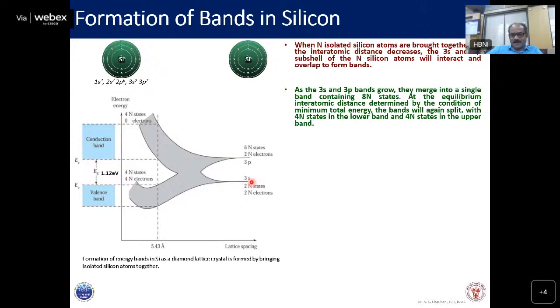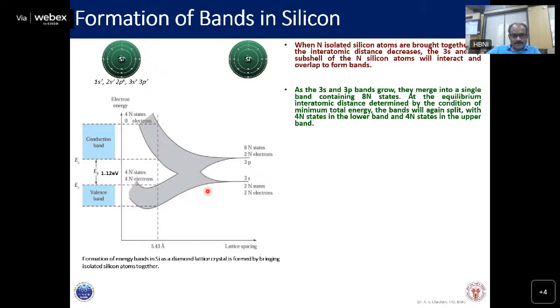What was the situation here? Just try to understand. There were 2n states here, and there were 6n states here. Out of these 2n states, all 2n were occupied. Here, out of these 6n states, 2n states were occupied. Now, I have come to this situation where there are 8n states. Out of these 8n states, 4n states are occupied and 4n states are empty. So all these states at this point can be equal states like here.